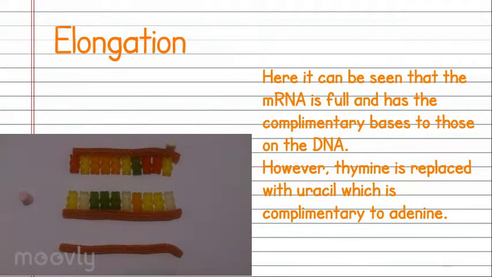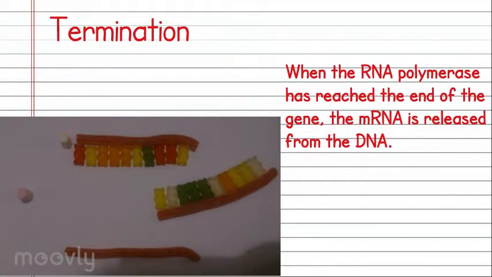Here it can be seen that the mRNA is full and has the complementary bases to those of the DNA. However, thymine is replaced with uracil, which is complementary to adenine. When the RNA polymerase has reached the end of the gene, the mRNA is released from the DNA.